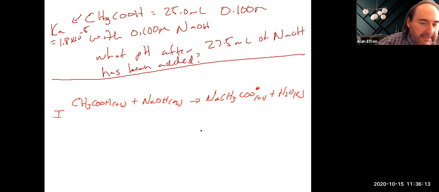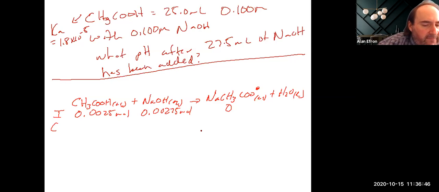We have 25 milliliters of 0.1 molar acetic acid, which gets us 0.0025 moles. For our sodium hydroxide, we have 27.5 milliliters of 0.1 molar sodium hydroxide, which gets us 0.00275 moles, and 0 for the product.